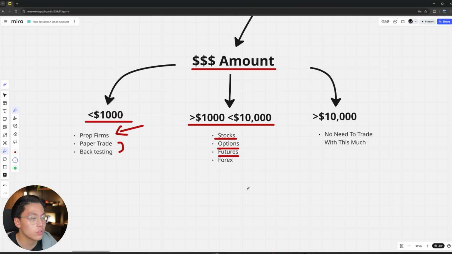So a lot of brokers offer futures. Depending on the broker, they offer nice margins here as well. So you can trade futures, you can trade the micro contracts. I would stay away from the mini contracts. And they also have Forex here. I personally don't trade Forex, but you can trade Forex if that's your preferred asset class.